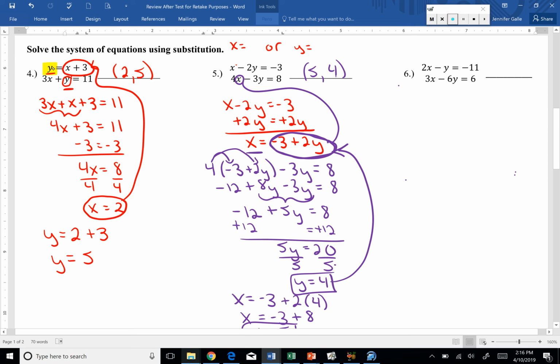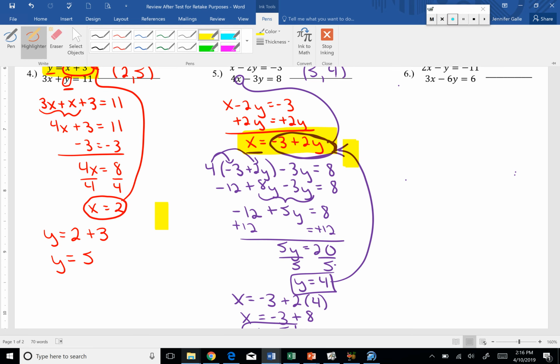You have to have a y equals or an x equals before you can substitute. In question 4, we had it. We had y equals, we were ready to substitute right away. In question 5, we had to do a little rearranging of that first equation to get x by itself.